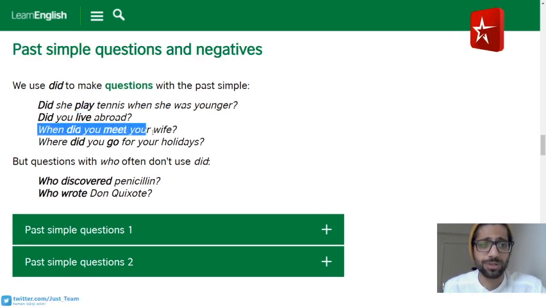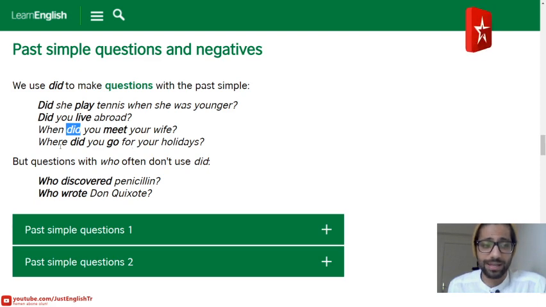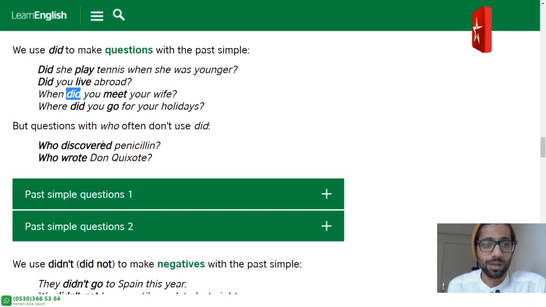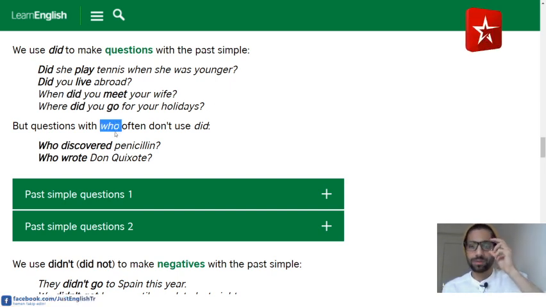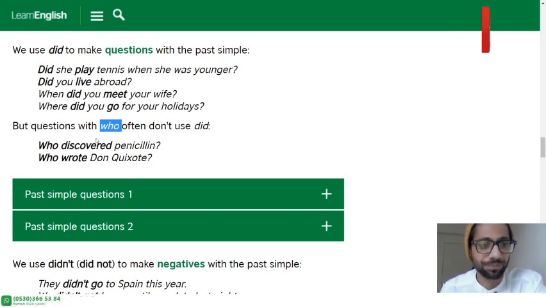And another form of the question is, when did you meet your wife? When did you meet your wife? And again, did in the question again and again. Where did you go for your holiday? So he said here, but with who we don't use did. So this is the only exception. As we know, there are always exceptions in the English language.